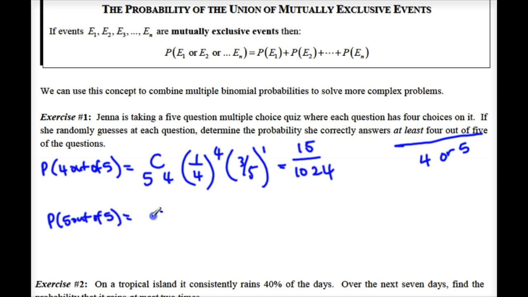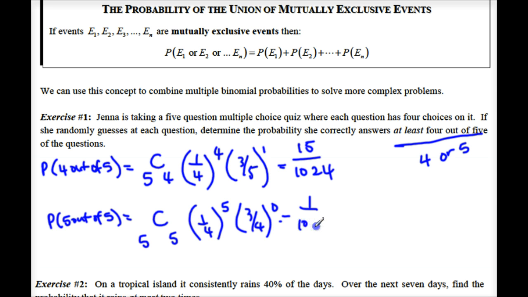So the probability of getting 5 out of 5 is 5 choose 5, and then it's a quarter to the 5, and 3 out of 4 to the 0. This will give us 1 over 1,024. Now again, just remember, how did I get this? Remember, multiple choice, A, B, C, D. There's 1 correct answer, and then these 3 are the wrong ones. We talked about this in the previous lesson. So there's 1 out of 4, and then the 3 choices.